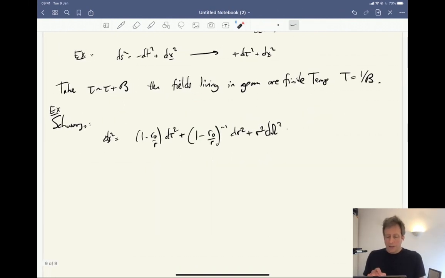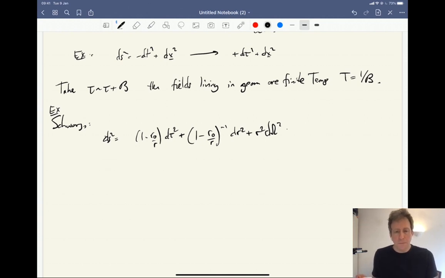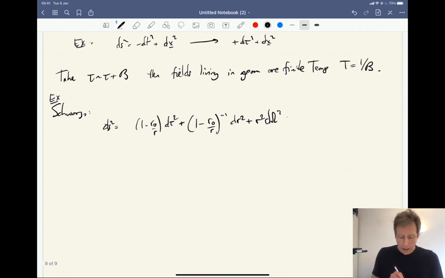Now note, it's still real. That's the key point, and it's real because it's static. If I had dt d theta terms or d phi terms, so a rotating black hole, this wouldn't work, or it's much more subtle. But this is certainly still a real metric, and we can try. Let's take tau goes to tau plus beta.